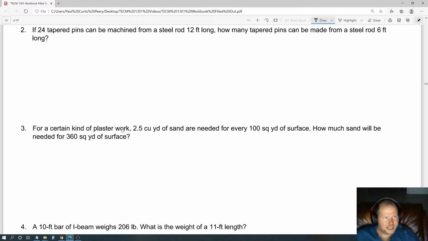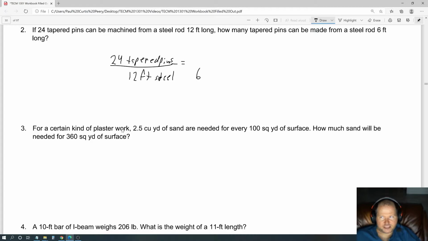If 24 tapered pins can be machined from a steel rod 12 feet long, how many tapered pins can be made from a steel rod 6 feet long? Okay, so we know that we can get 24 tapered pins. And we put that's when using a 12-foot long steel rod, right? I'm putting more information here than is necessary. Just trying to be explicit about what I'm doing here.